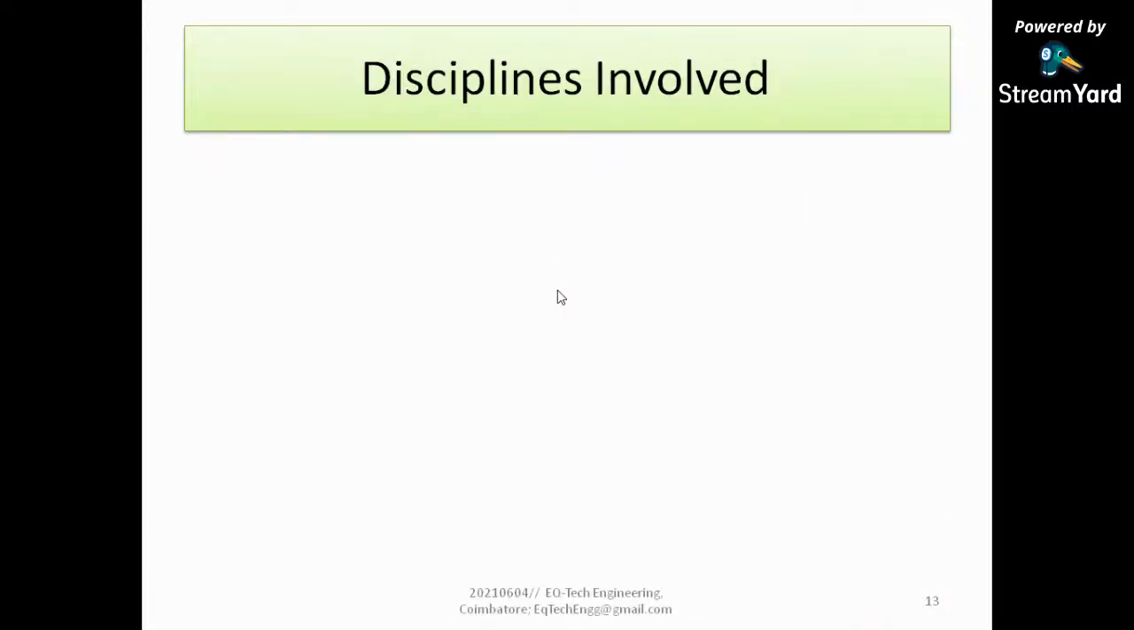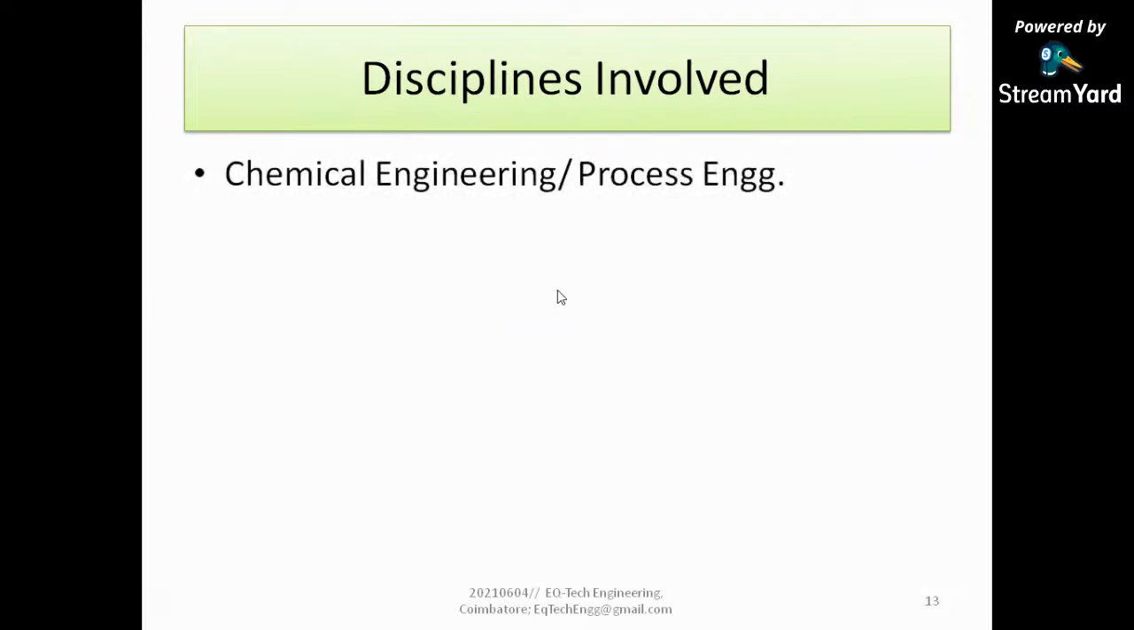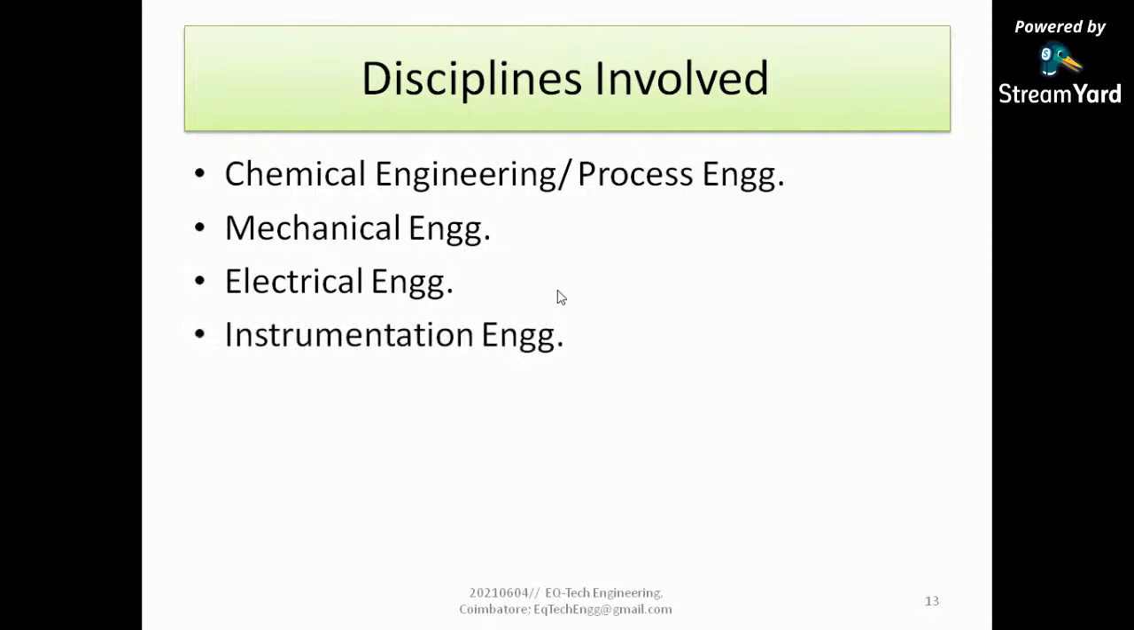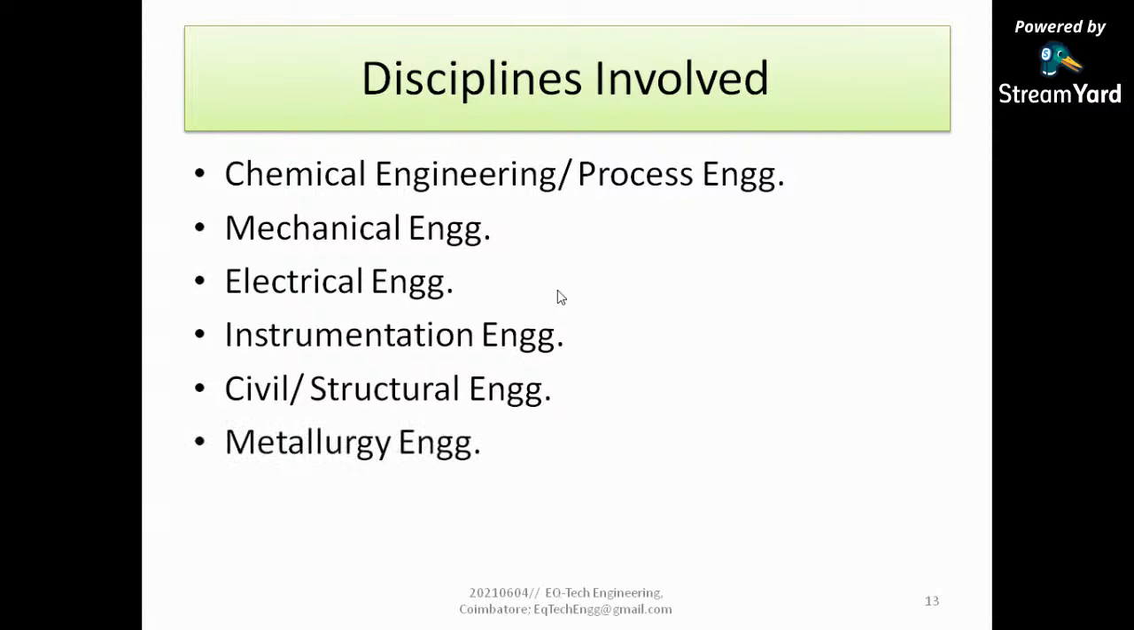Now let us see the various disciplines involved. The main discipline is chemical engineering or process engineering, mechanical engineering, electrical engineering, instrumentation engineering, civil and structural engineering. Then there is a specialized engineering, metallurgy. They'll be responsible for selecting the materials, and they'll be recommending the material selection to the chemical engineers and other engineers.